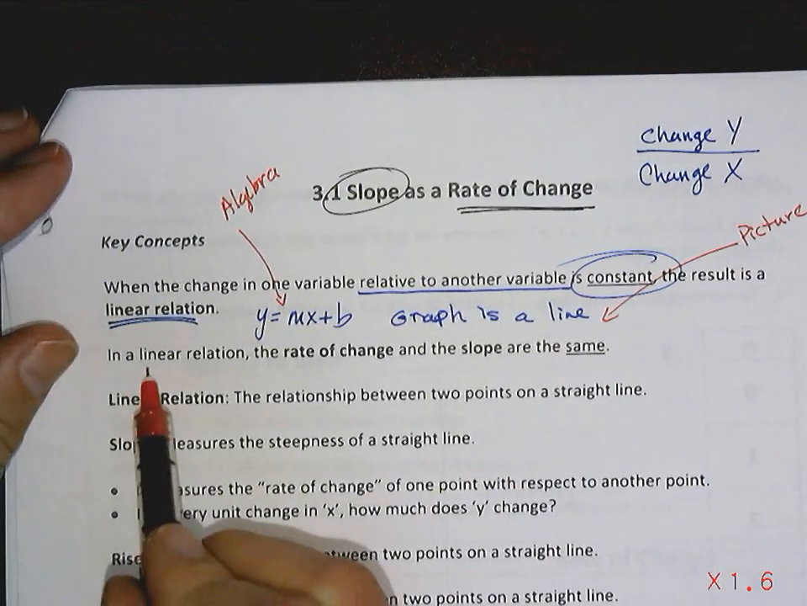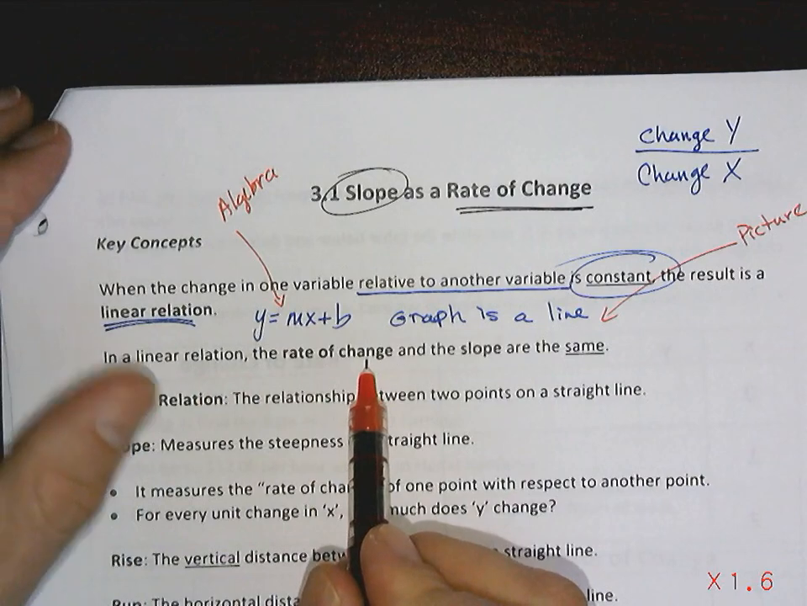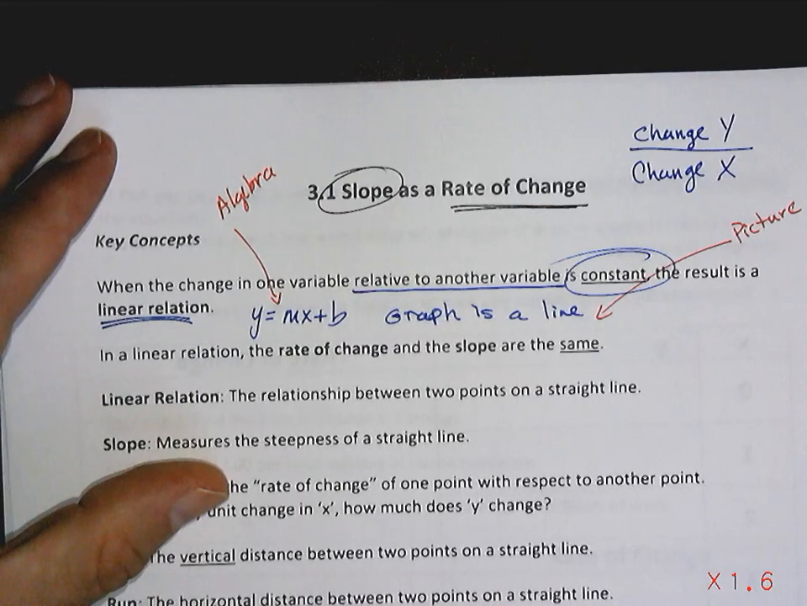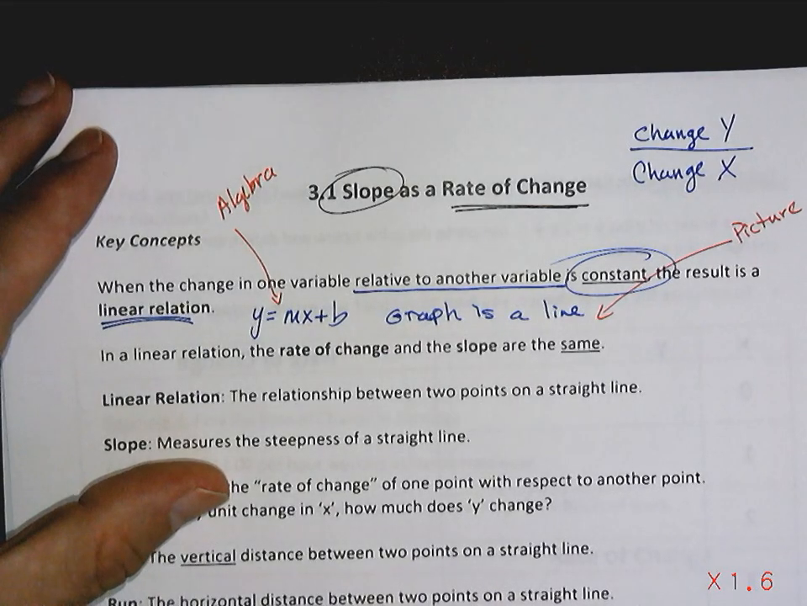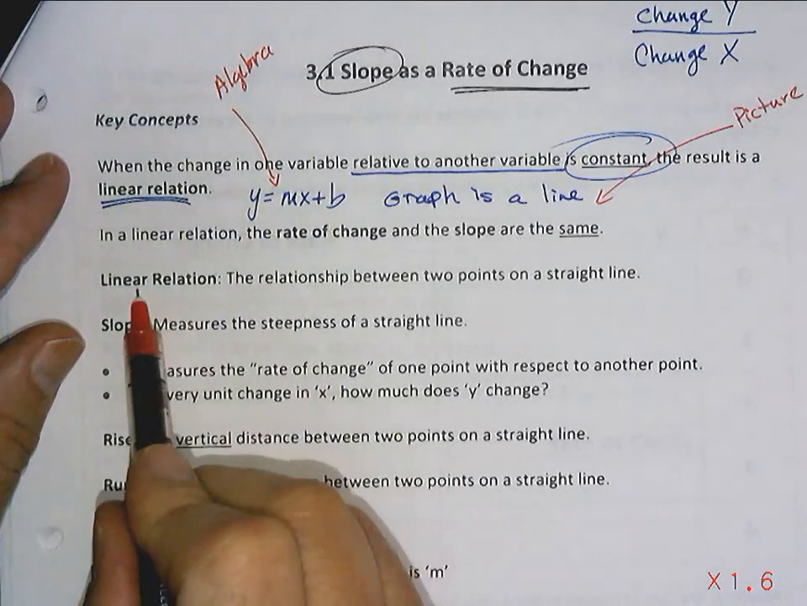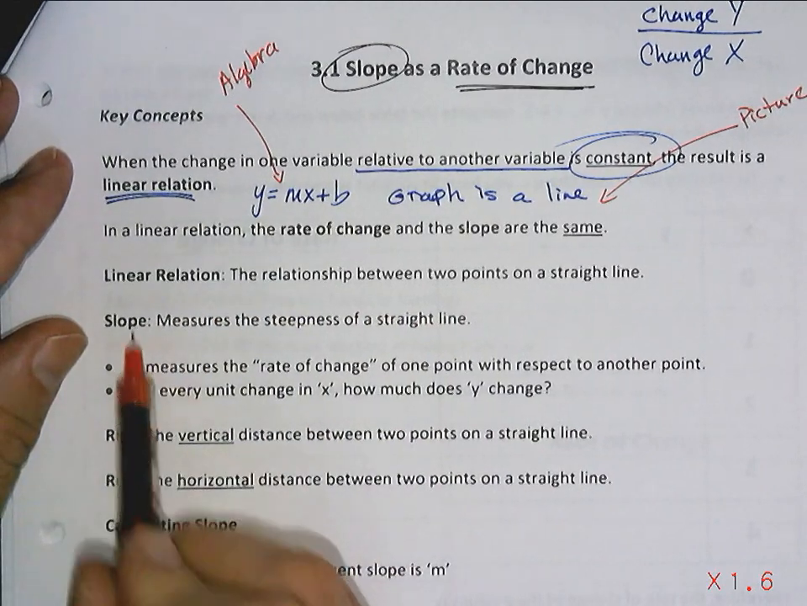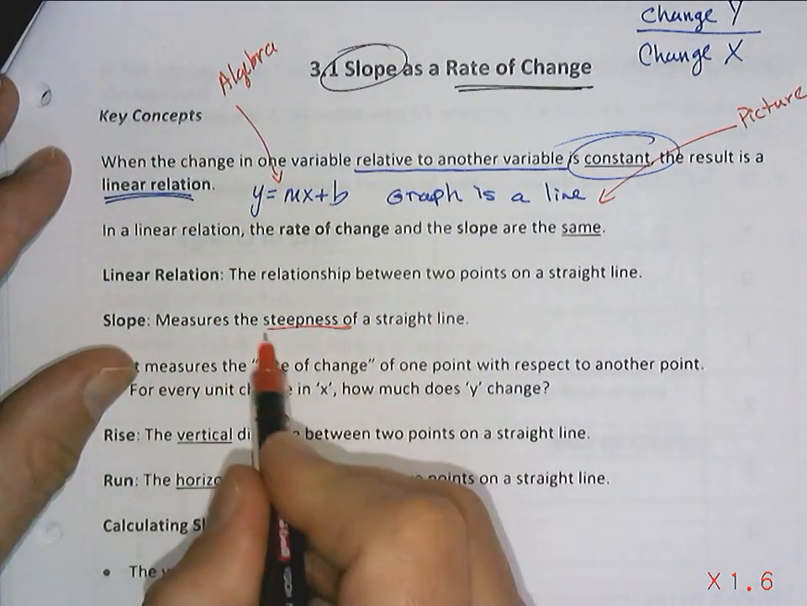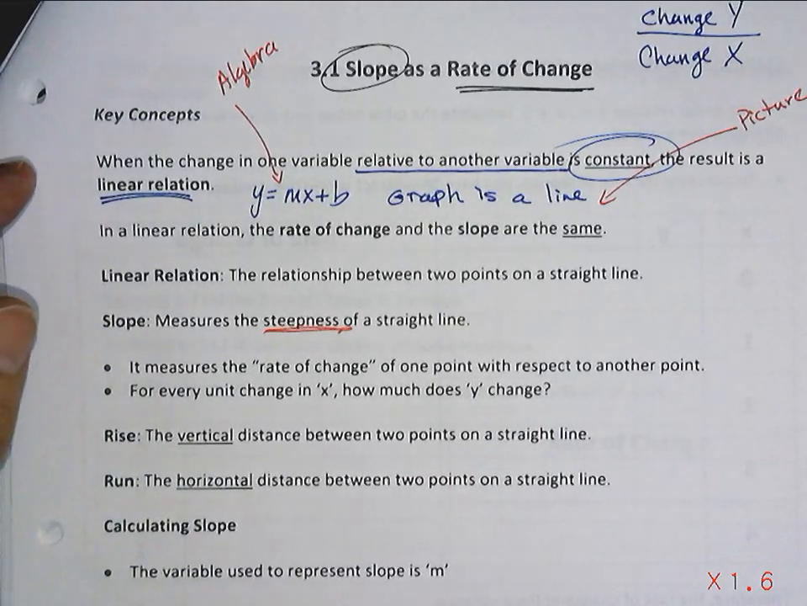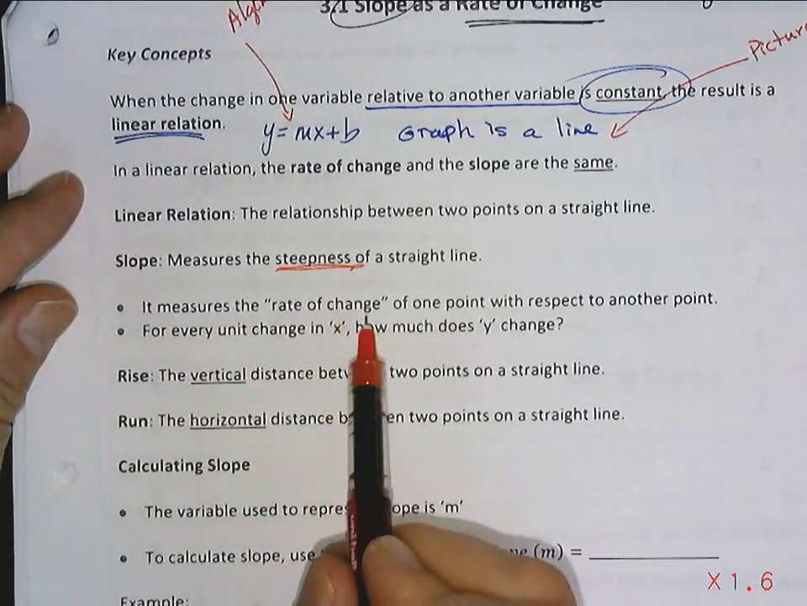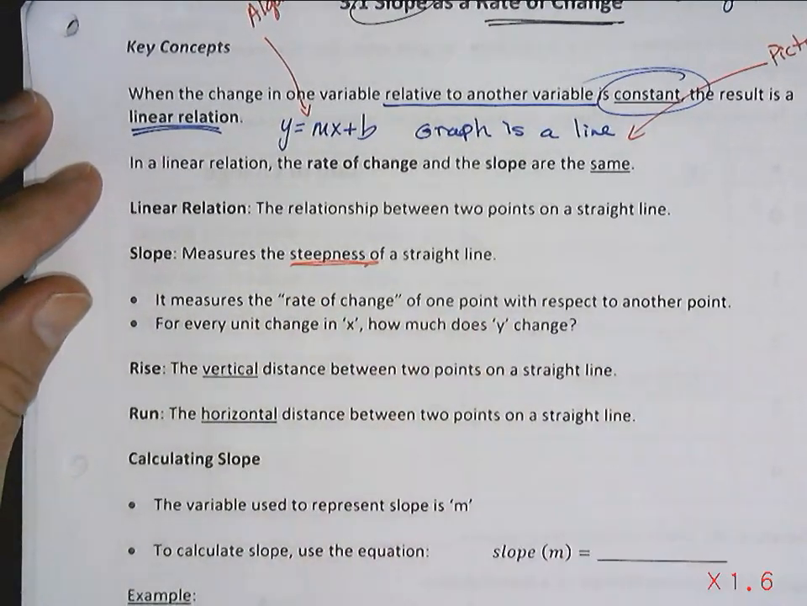So, in a linear relation, the rate of change has a special name. It's called a slope. And for a linear relation, the slopes are all the same, no matter where you are on the line. A linear relation is the relationship between 2 points on a straight line. Slope measures the steepness. A way of talking about slope is to use this concept of steepness. The steeper the line, the greater the slope, is one way that we talk about that. It's going to measure the rate of change of one point with respect to another point.